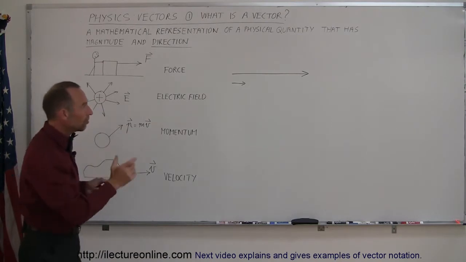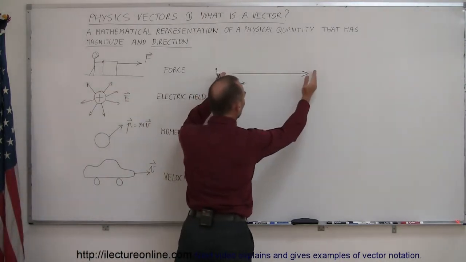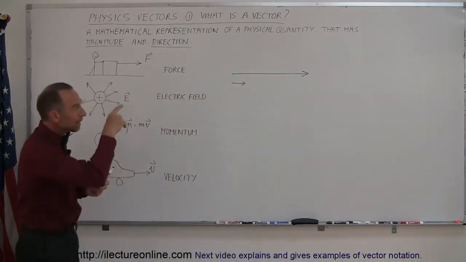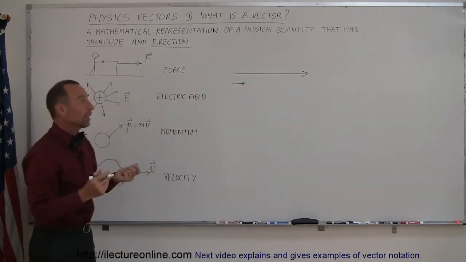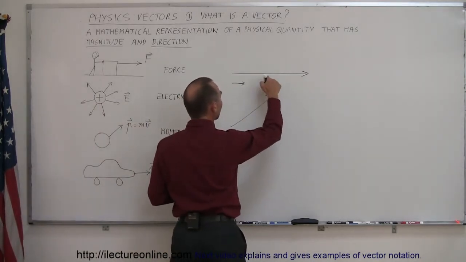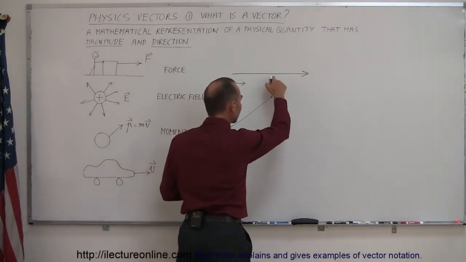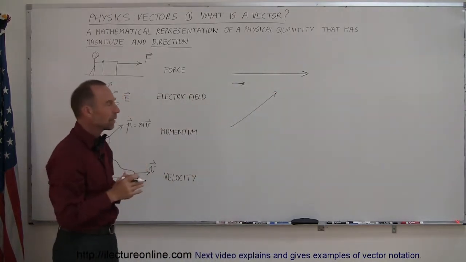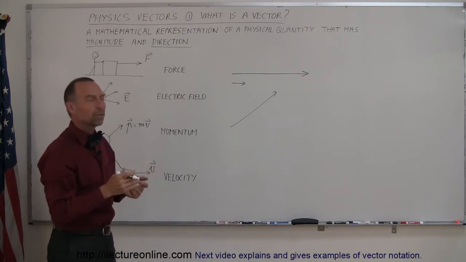And so the only difference here is that if it's long, it's large. If it's short, then it's small. But in either case, the direction is the same. Now, if I draw a vector in this direction, notice that the length of this arrow and the length of this arrow is about the same, so the magnitude would be the same. The direction just simply would be different.